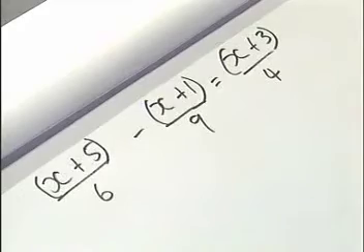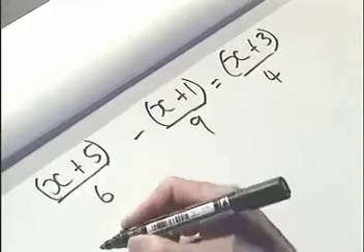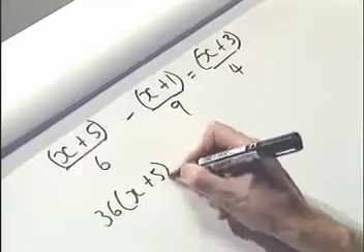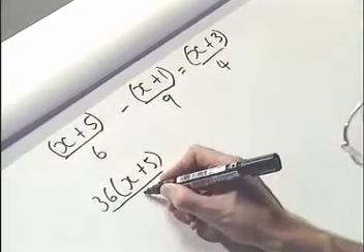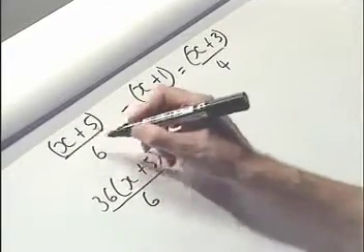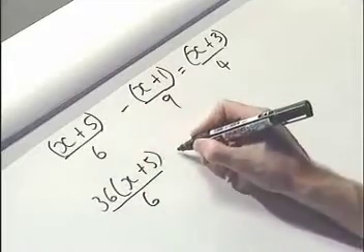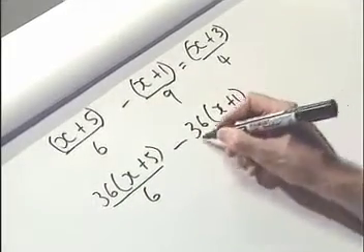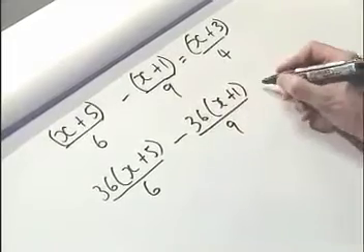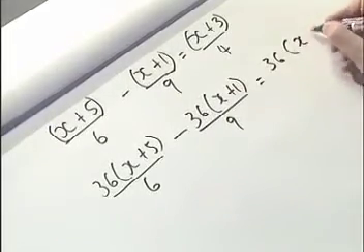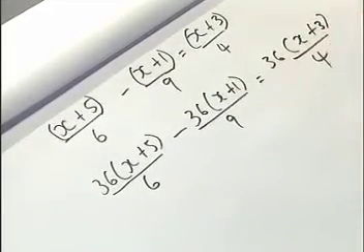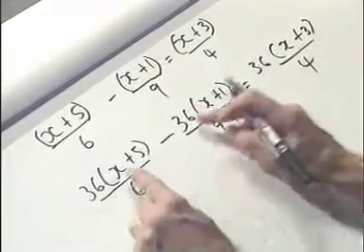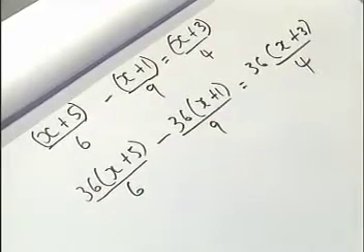So let's multiply throughout by that number 36. So we have 36, and because we've put the brackets in, we're quite clear that we're multiplying everything over that 6 by the 36. Minus 36 times x plus 1 all over 9 equals 36 times by x plus 3 all over 4. So we've made it quite clear by using the brackets what this 36 is multiplying.